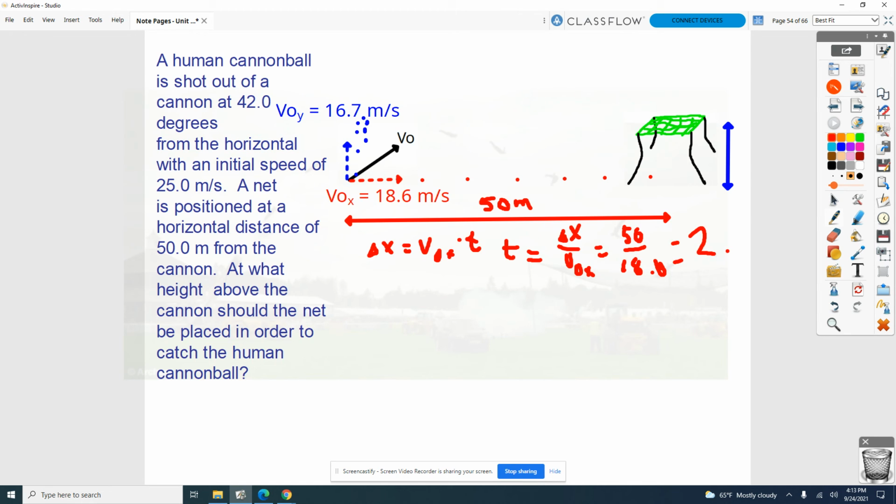I'm going to try writing right on the screen here. 2.7 seconds. Has to be rather large, but that's okay. This is not too involved in the problem. So 2.7 seconds for him to get to that net horizontally. Let's go ahead and switch it over to blue. What I'd like to do is just figure out how high up he is at that point.